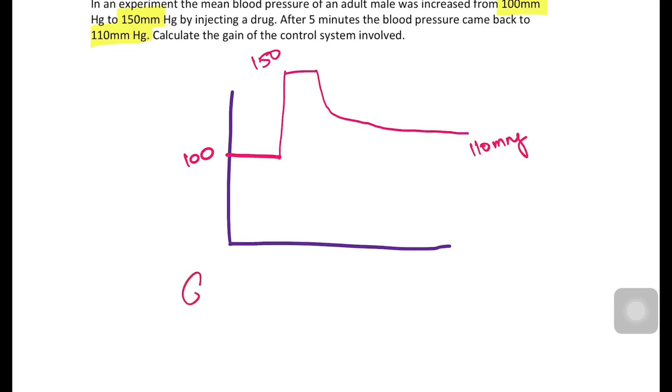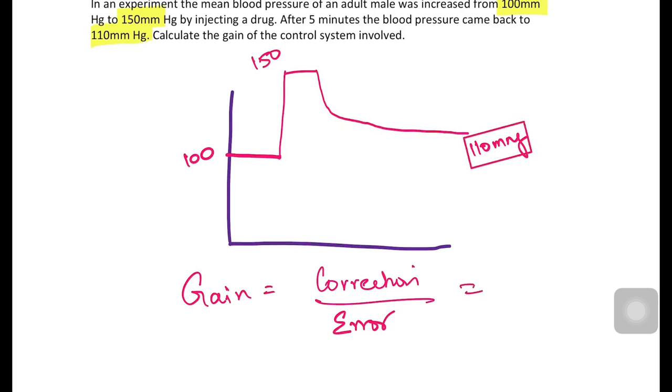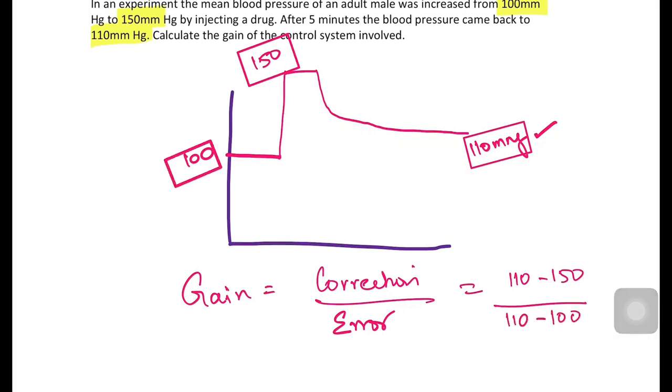So now the formula: gain is equal to correction by error. The correction is the final corrected value minus the value before the correction was applied. So that is 110 minus 150, divided by the error, which is the remaining error, that is the difference between the corrected value and the original set point. So 110 minus 100. So this would be minus 40 divided by 10. So this is minus 4.